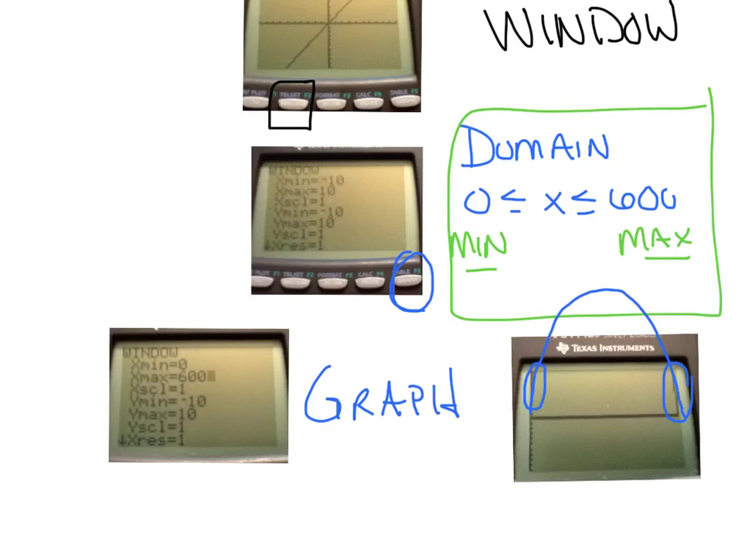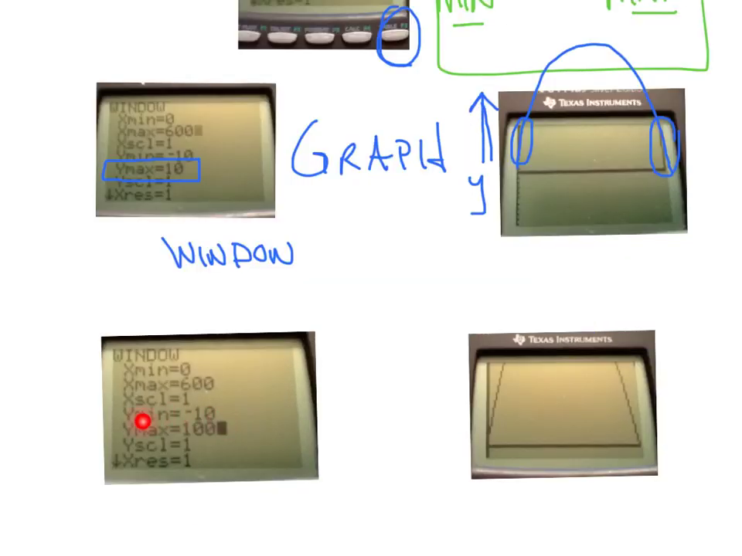So here's what you have to say to yourself. I need to see more upward. Because I'm going up, that is the y-axis, and because I'm going up, that makes it a max. So I need to go back to my window button and play with this y-max. 10 was too small. Maybe I'll try 100. So what I did is I changed my y-max to 100.